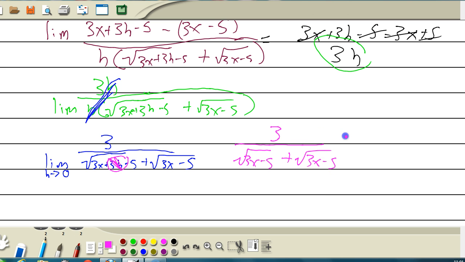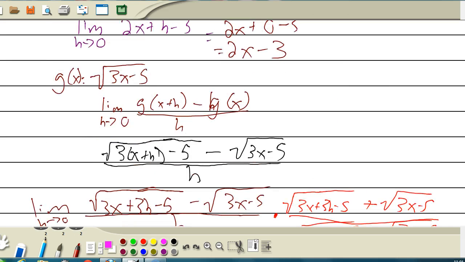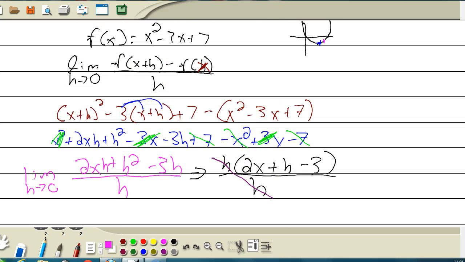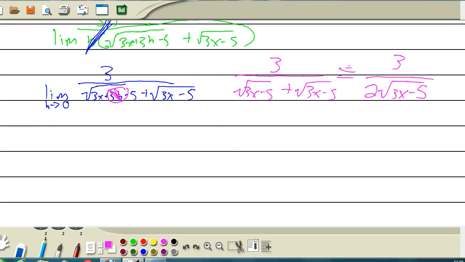Well, this is the same thing as this. They're both the same, so it's like saying x plus x. X plus x is just 2x. So this becomes 3 divided by 2 times the square root of 3x minus 5. Okay. If we use the shortcut, you have to do chain rule, which is perfectly fine, but we'll do that in the next video.